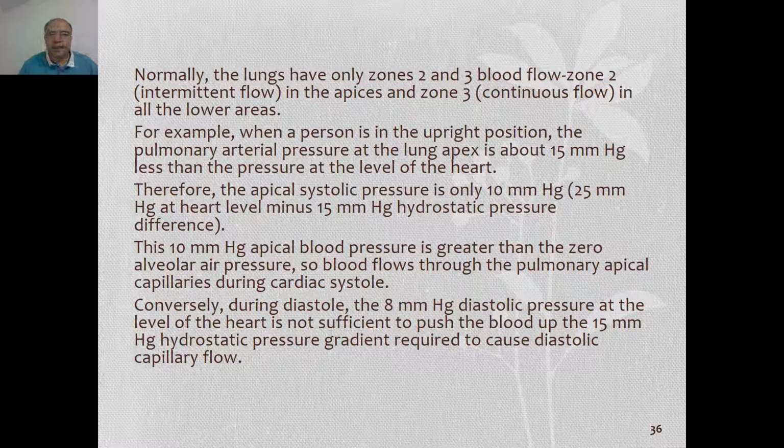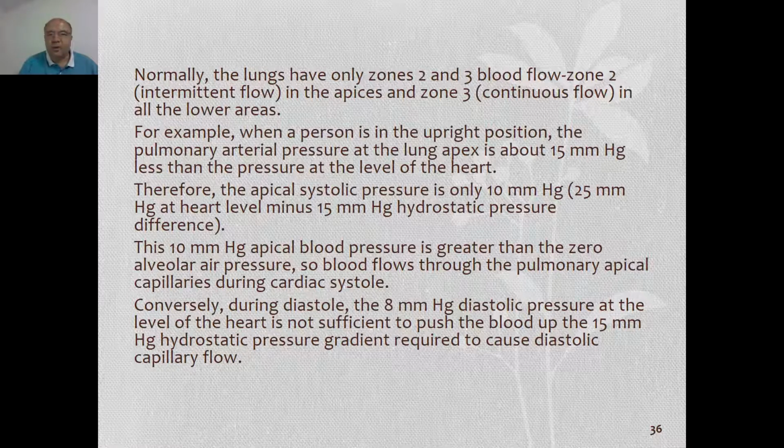Normally, the lungs have only zones 2 and 3 blood flow zones: zone 2 in the apices and zone 3 at the lower areas. So normally we don't have zone 1 in normal healthy lungs.